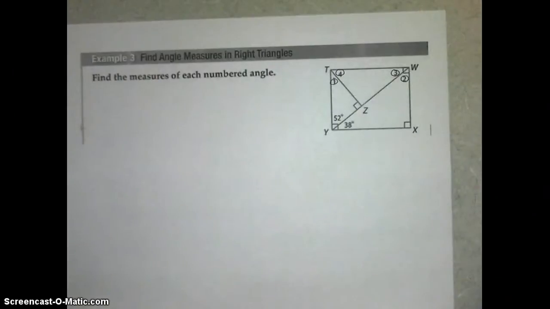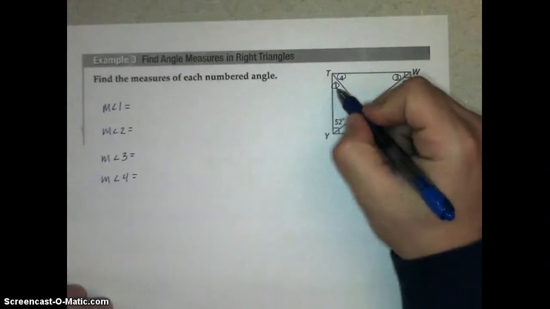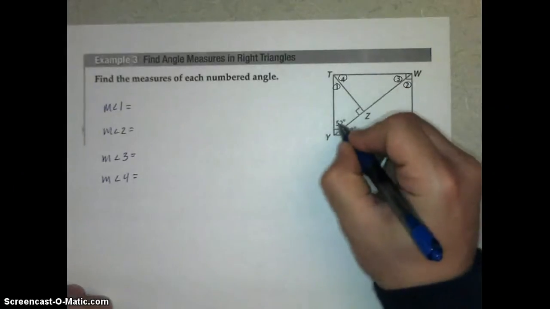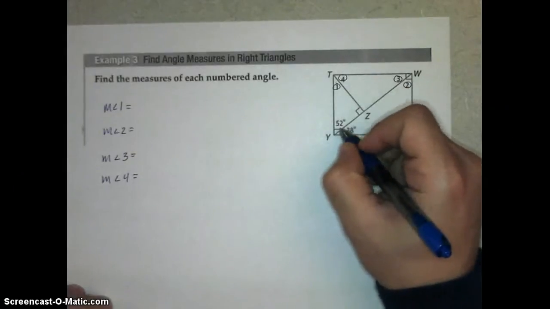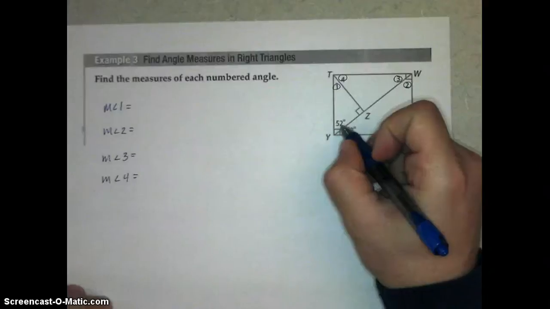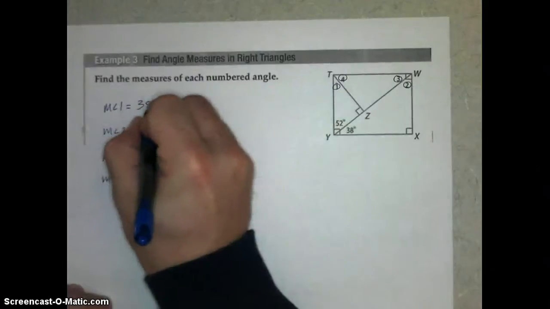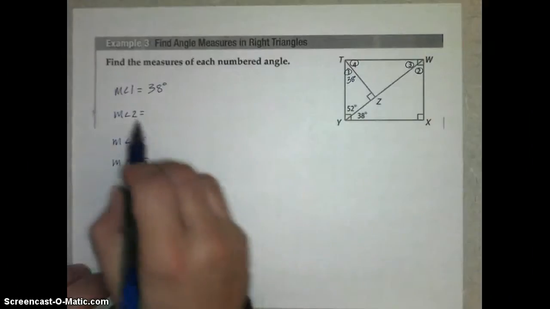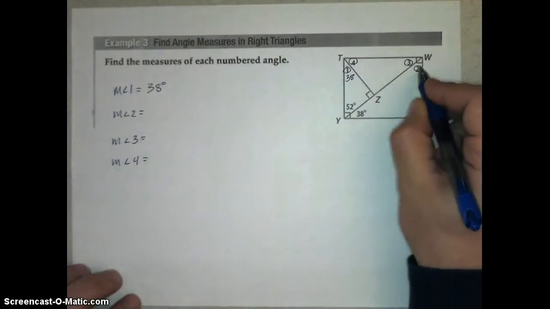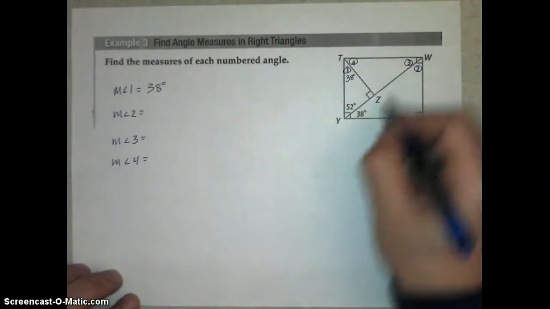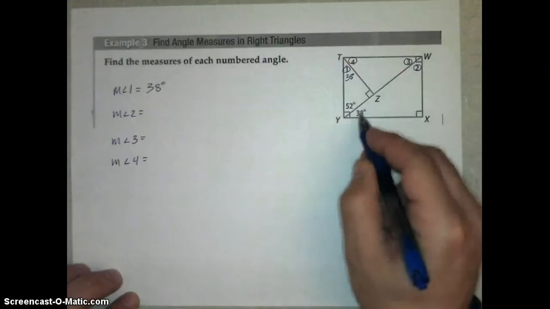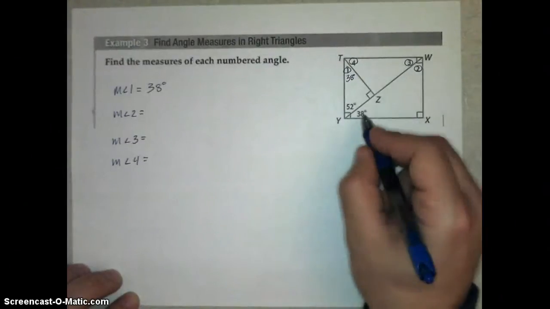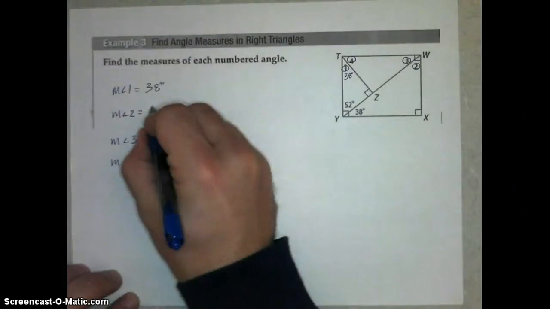All right, this is what we should get. Since angle 1 is an acute angle of a right triangle, I know that it's the complement of this 52-degree angle. So all I have to do is 90 minus 52, and I get the measure of angle 1 is 38 degrees. And since angle 2 is an acute angle in another right triangle, it's going to be the complement of the other acute angle, which in this case is 38 degrees. So the measure of angle 2 is the complement of 38, which we already know is 52.